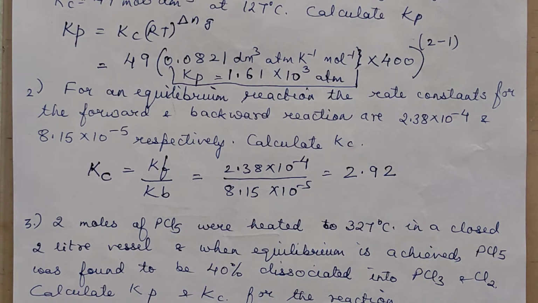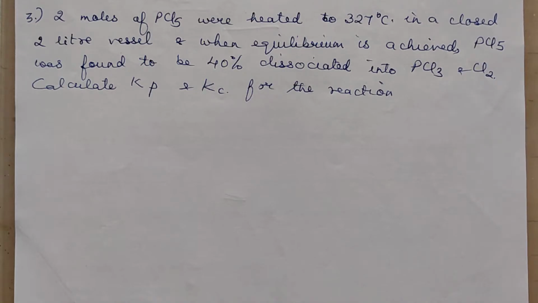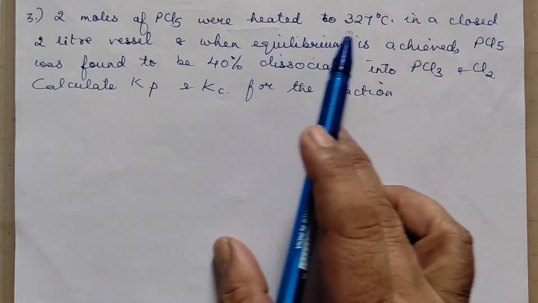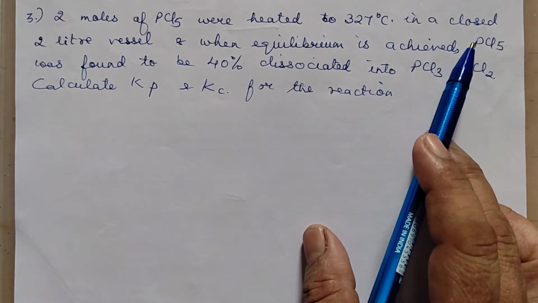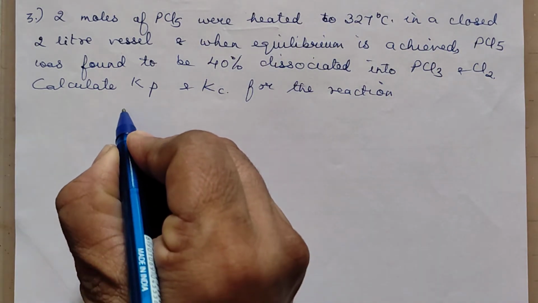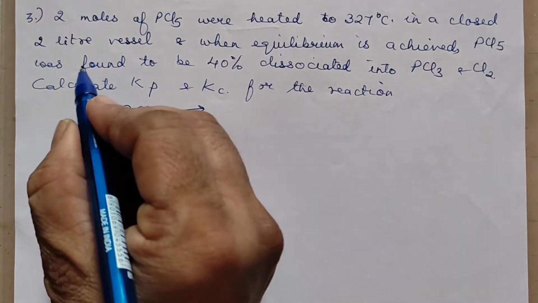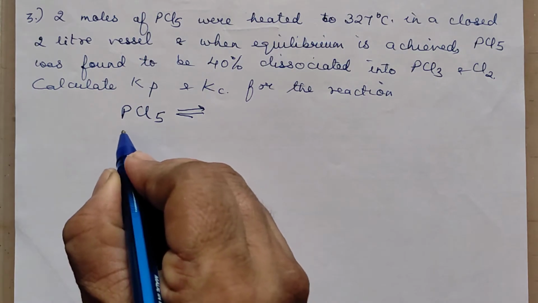Moving on to the next question. Now these type of questions are very important. It says 2 moles of PCl5 was heated. So go on writing the equation. It says PCl5 is heated. And you have taken 2 moles.